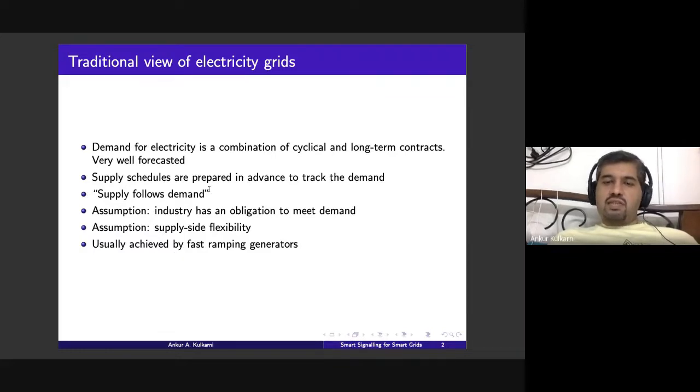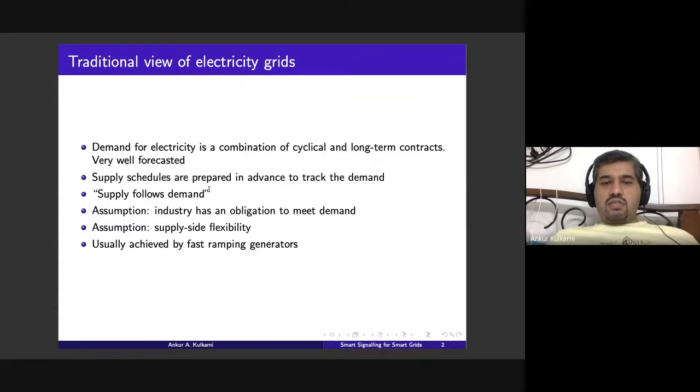The cyclical patterns repeat at various time scales. They repeat on a daily basis. There's a weekday to weekend type of pattern. Then there is a seasonal pattern across the year and so on. All of these patterns are fairly well understood and therefore very well forecasted. So the traditional view has been that supply schedules are prepared in advance to track the demand, because you know the pattern. You can say the traditional approach is that supply follows demand.